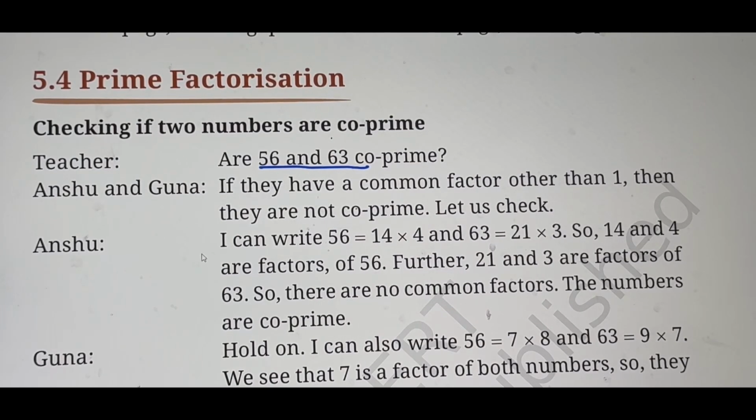Let us check. So Anshu says 56, like 14 fours are 56 and 63 is 21 threes are 63. So 14 and 4 are factors of 56 and 21 and 3 are the factors of 63. So there are no common factors. These numbers are co-primes according to Anshu.